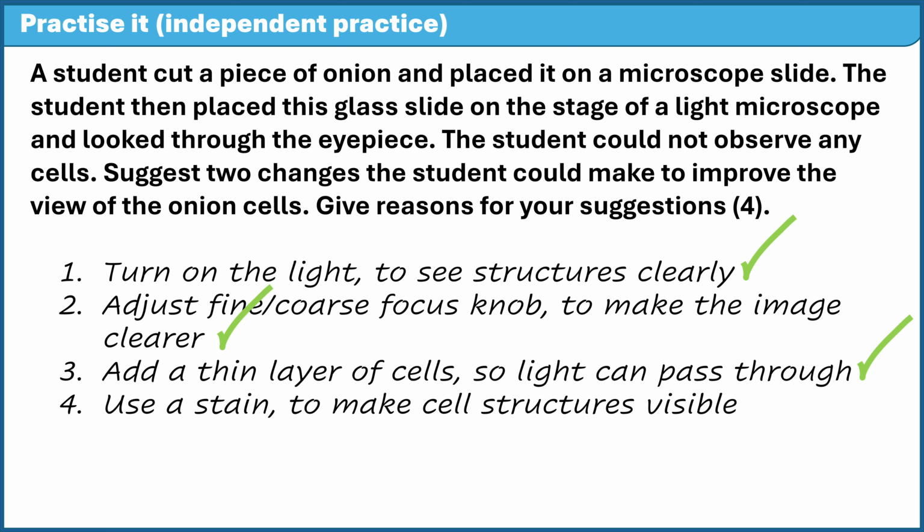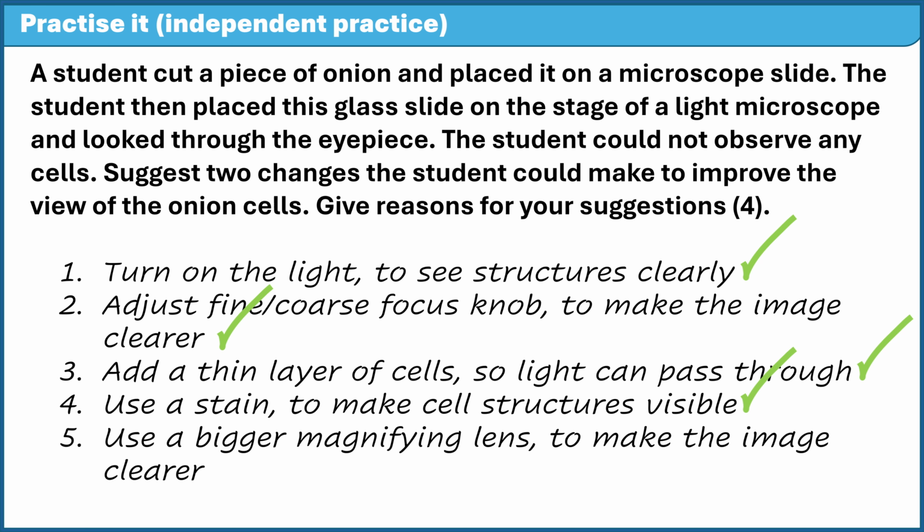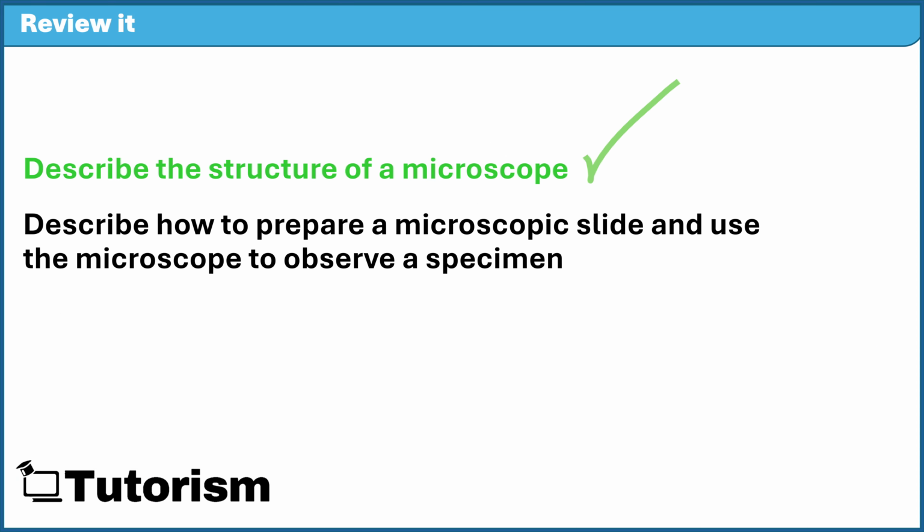The next one is use a stain for 1 mark, and the linked mark is to make cell structures visible. And then next we can also say use a bigger magnifying lens, and the linked mark for that is to make the image clearer. So essentially if you say any one of these sentences, that would be 2 marks. So if you say any 2 of these sentences, you will get 4 marks on this question. Right, so you should now be able to describe the structure of a microscope and describe how to prepare a microscopic slide and use the microscope to observe a specimen.